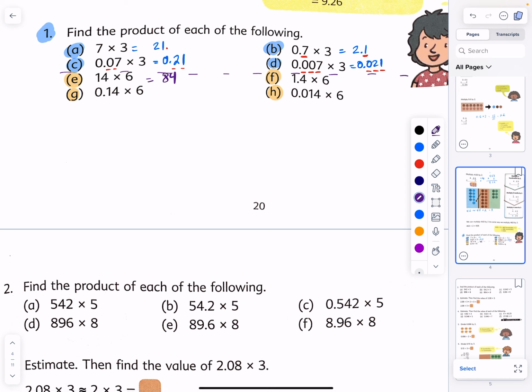Now, 1.4 times 6, well, guess what? We have 1 decimal place in 1.4, and no decimal places in 6, a whole number. So we get 8.4. 14 hundredths times 6 gives you 84 hundredths. 2 decimal places on the left, 2 decimal places on the right. And 14 thousandths times 6 gives you 0.084. Again, we have 3 decimal places in 14 thousandths, and we have 3 decimal places in our final product.